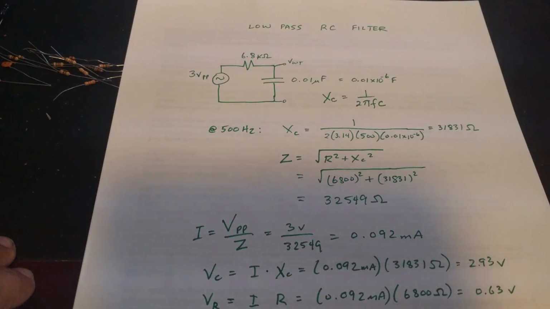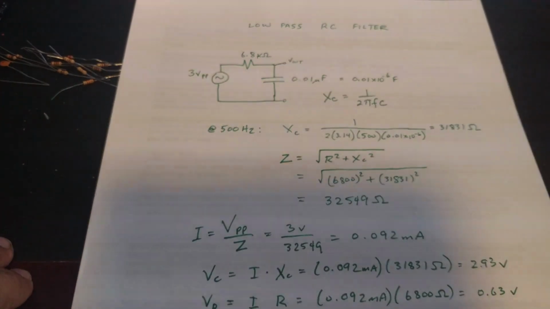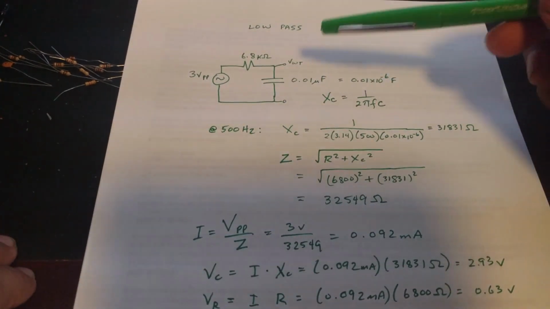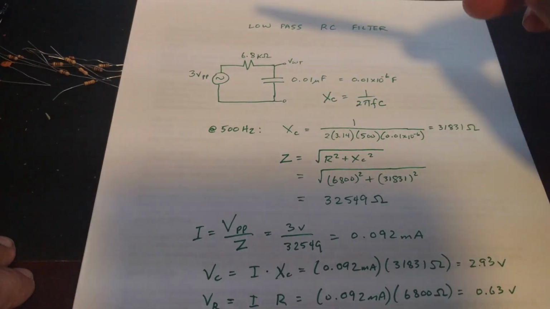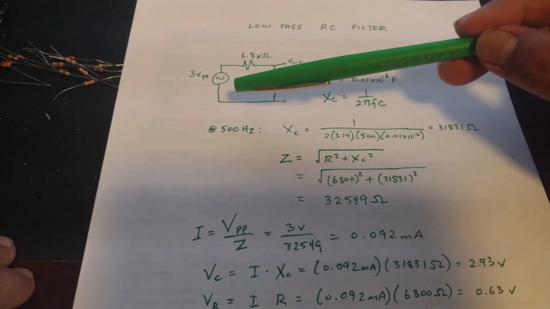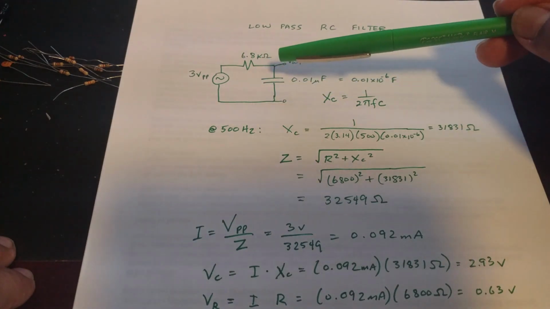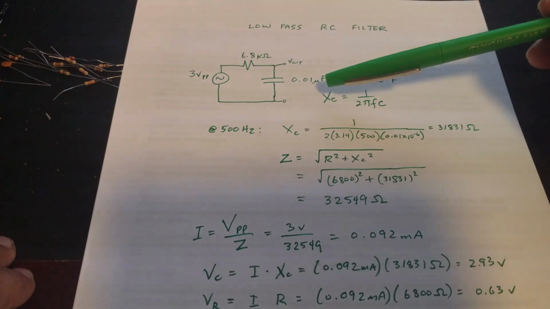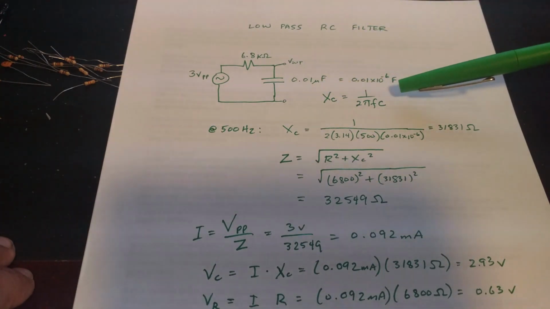So to make a simple low-pass RC filter, you just put a resistor and a capacitor in series and take the output across the capacitor. In this case, I have a sinusoidal voltage source, 3 volts peak to peak, a 6.8 kilo ohm resistor, and a 0.01 microfarad capacitor, which is the same as 0.01 times 10 to the minus 6 farads.